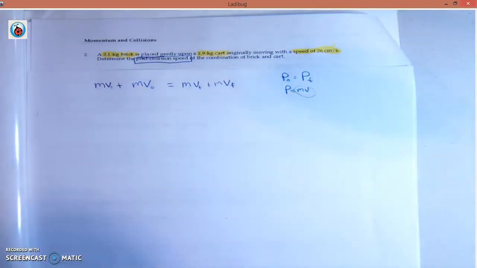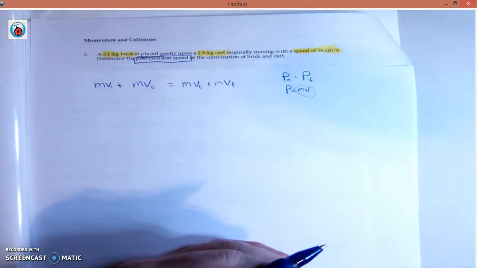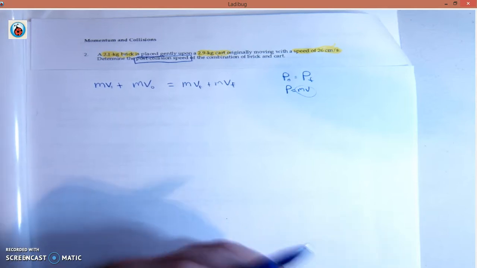Here we go. Let's go over the question. A brick is placed gently upon a 2.9 kilogram cart. So a 2.1 kilogram brick is placed upon a 2.9 kilogram cart moving with a speed of 26 centimeters a second. Determine the post-collision speed of the combination of brick and cart.